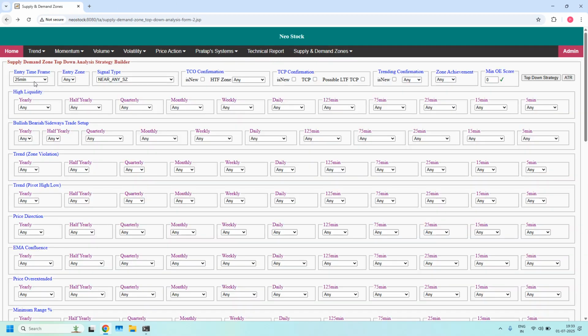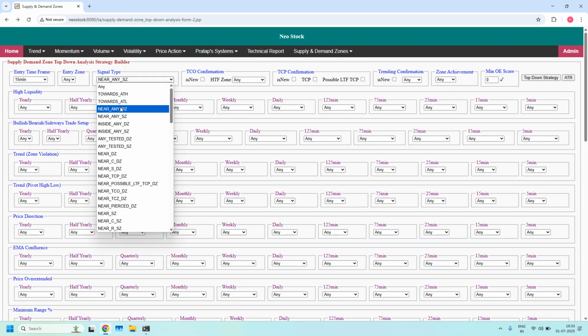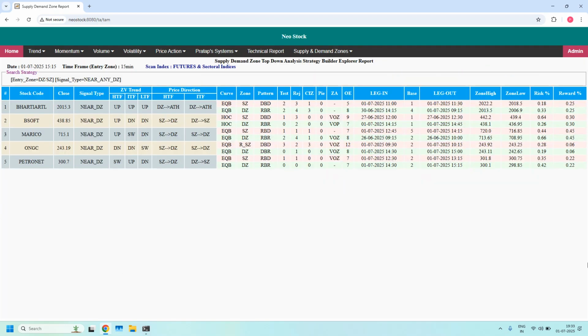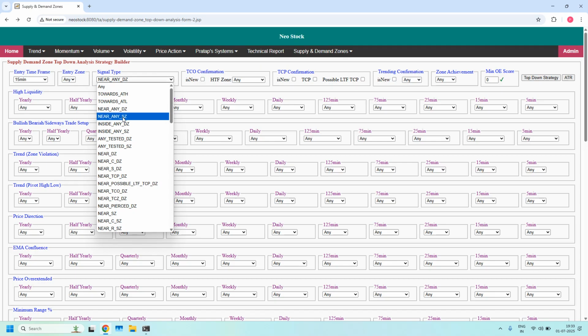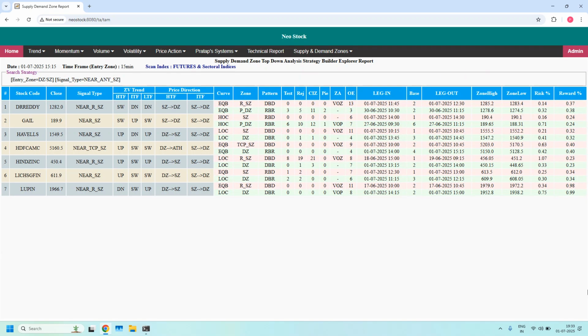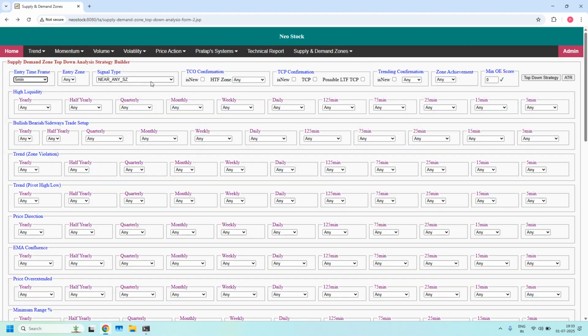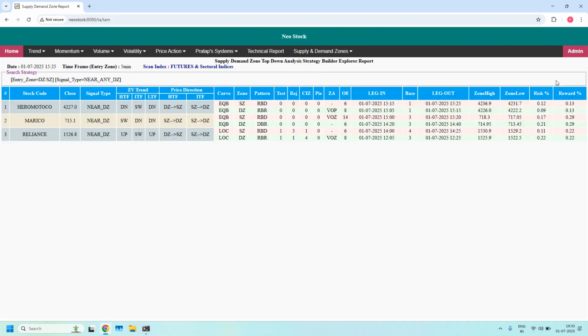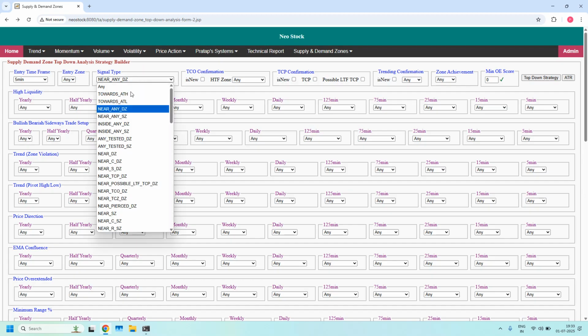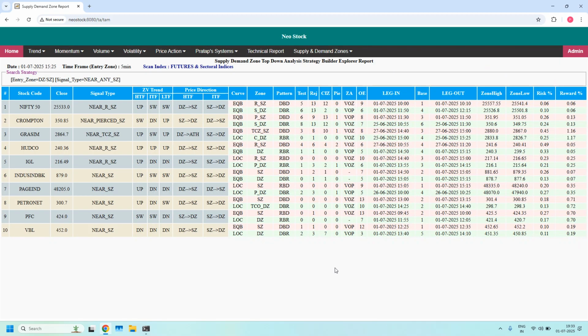Next time frame is 15 minutes. Stocks near to the 15 minutes demand zone, we got 5 stocks. Next, stocks near to the 15 minute supply zone, we got 7 stocks. Next time frame is 5 minutes. Stocks near to the 5 minutes demand zone, we got 3 stocks. Next, stocks near to the 5 minute supply zone, we got 10 stocks. So this is about stocks near demand and supply zones for different time frames.